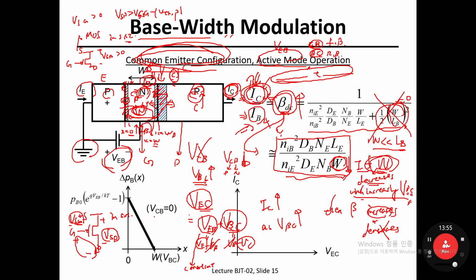So as VBC increases, in other words your VEC increases, your W decreases so that beta increases, in other words I sub C increases. Let's go back to this plot, IC versus VEC. Again, as VEC increases here, since this is a common emitter configuration, VEB is constant, so in the end VBC increases.